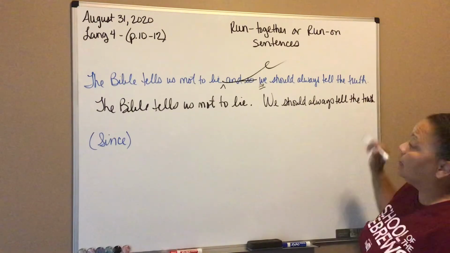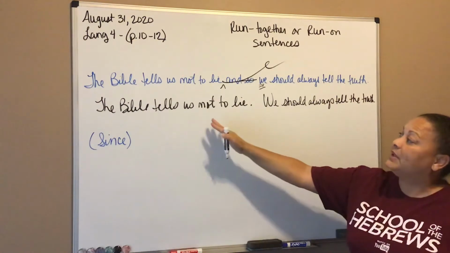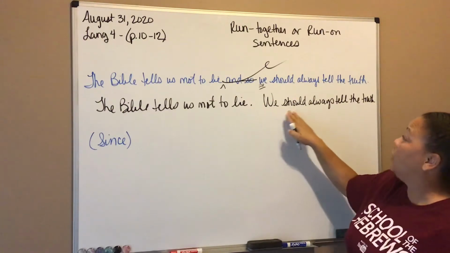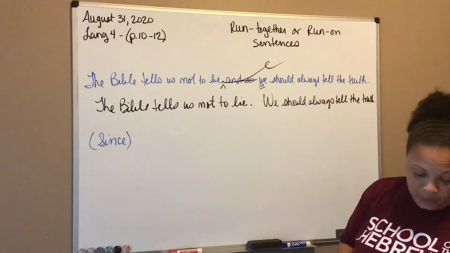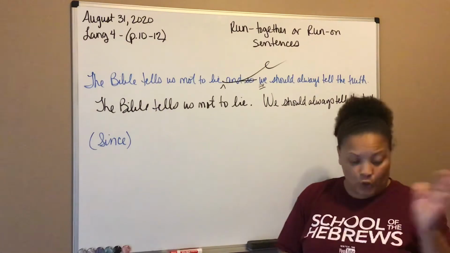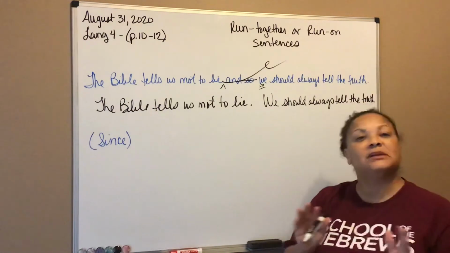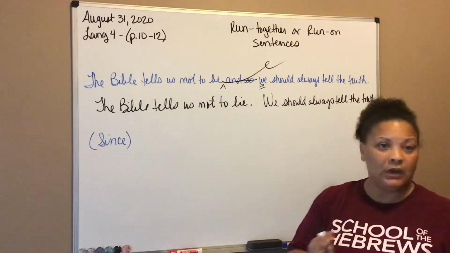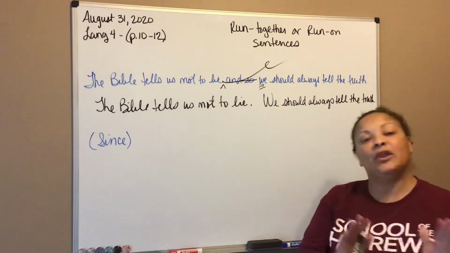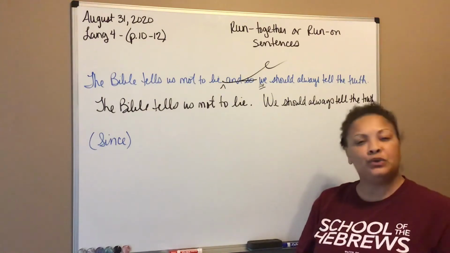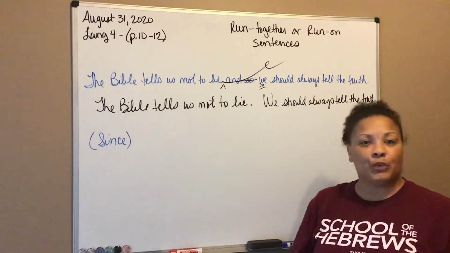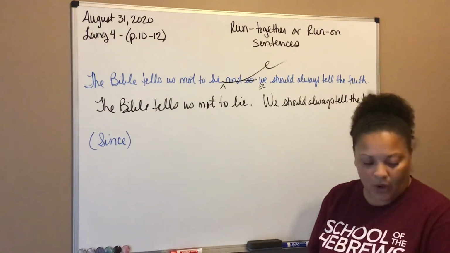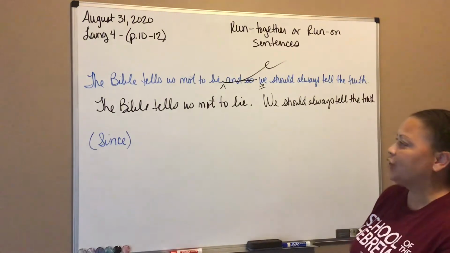Okay, period. Okay, so the Bible tells us not to lie, period. Capital W on we should always tell the truth. Okay, now switching over to page 11 because this is what you're going to do. You'll finish numbers 2, 3, and 4 on page 10. And then when you switch over to page 11, you're going to use those same sentences in numbers 2, 3, and 4 to complete numbers 2, 3, and 4 on page 11, making the connection.